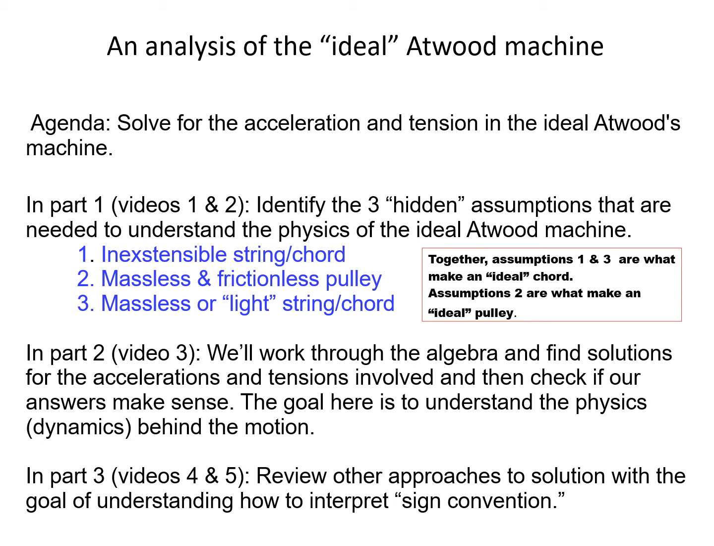Now, here's the agenda of how we're going to proceed. You may wish to pause the video and briefly skim how the videos in this series are organized.